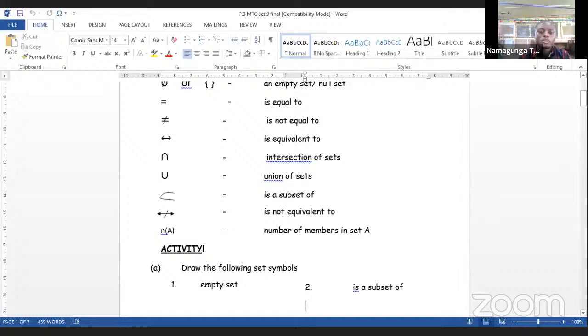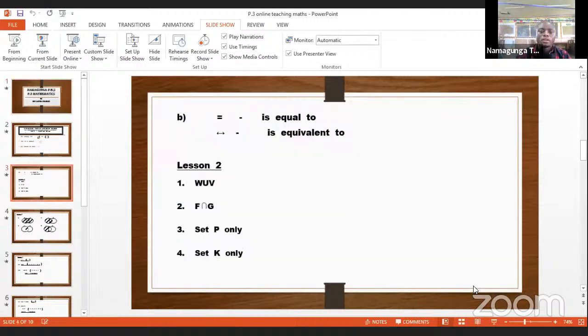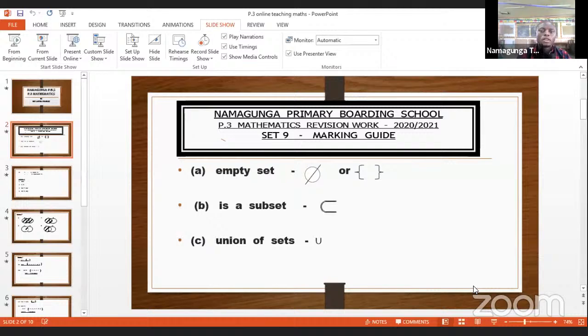The first one, we're told to draw the following symbols. So we can look at our answers here that I prepared for you. So the first one, our first activity there was showing an empty set. To draw an empty set, this is how we draw it. We have the next one, is a subset of.